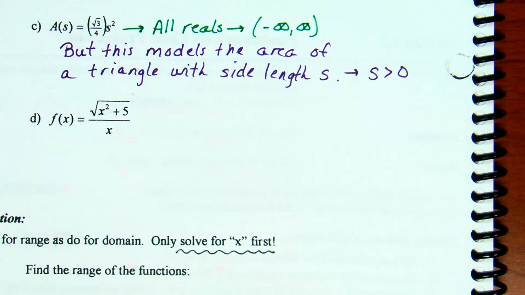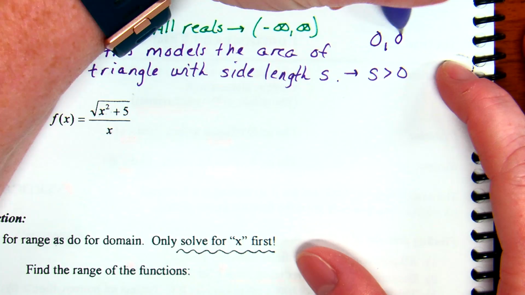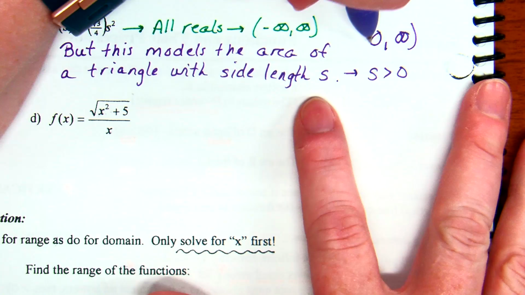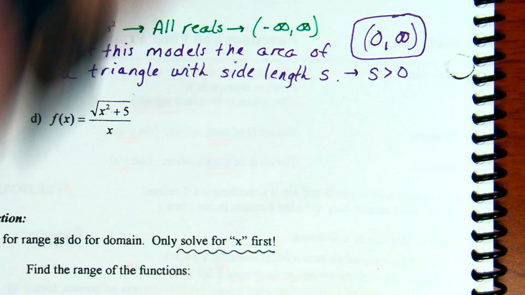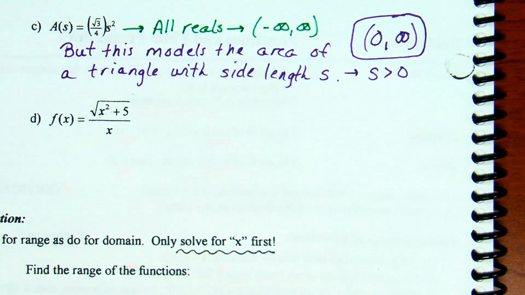And how do we express S greater than 0 in interval notation? Where does that start? 0 to infinity. Infinity always uses parentheses. Do we want to include 0 here? No. So your official answer, based on the consideration that this is the area of a triangle with side length S, is 0 to infinity. If this is just X's and Y's and you weren't told that, then yes, it is all real numbers. Okay?